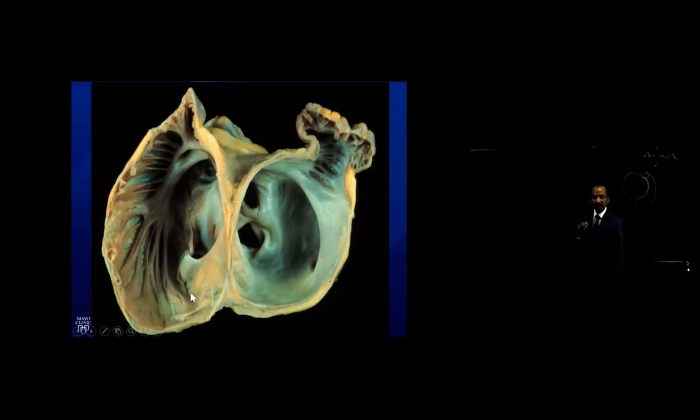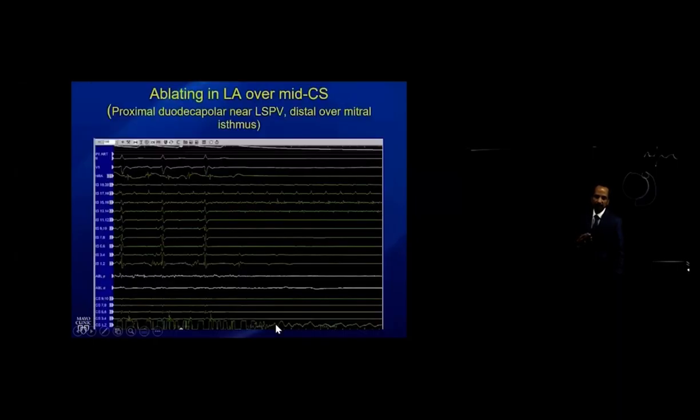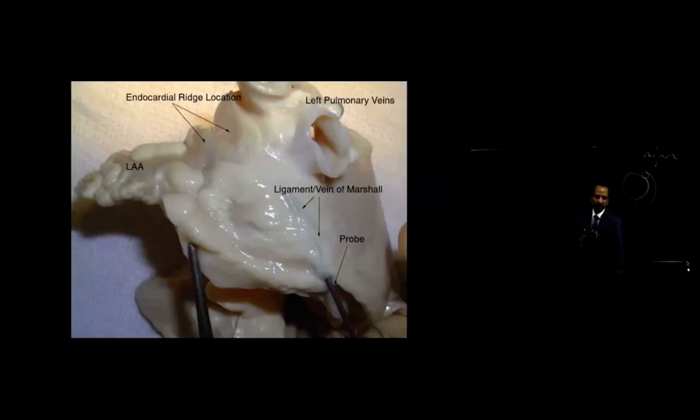The key is finding a common limb. And that could be the roof by Bachmann's bundle, but could be the muscle of the coronary sinus. And if the ablation report doesn't mention cryo in the CS muscle, that's a good bet to think about where you could ablate. So that's the one that we took as an approach. In this case, ablating within the coronary sinus terminated the flutter.